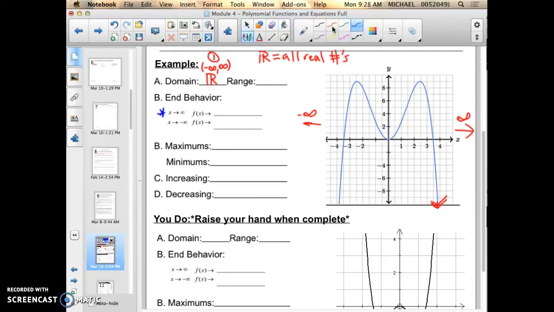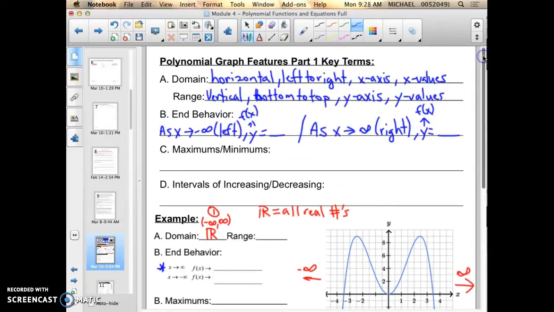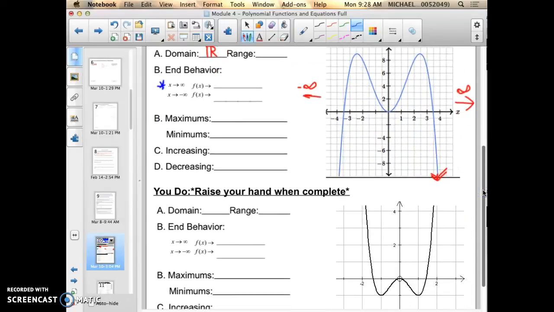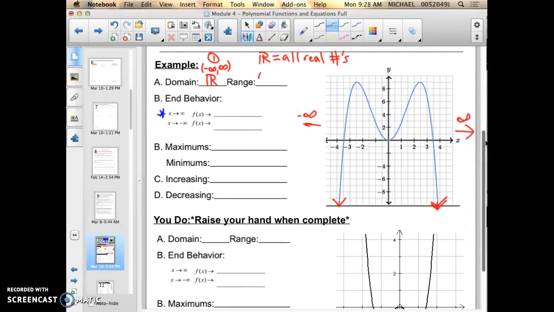The range is, again, if we go back to our notes we just took, the vertical, bottom to top, y-axis, y values. So the bottom, like we just talked about, goes down forever. Both these points are going down forever. So I know that it starts at negative infinity. And I start with the bottom, that is just the rule, so always look at the bottom first.